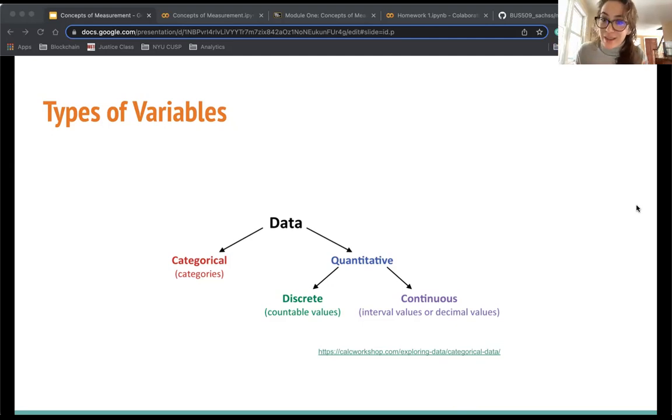Quantitative or numerical data would be more like your age, which is on a continuous spectrum where we use numbers to identify a distinguishing characteristic of each data point.